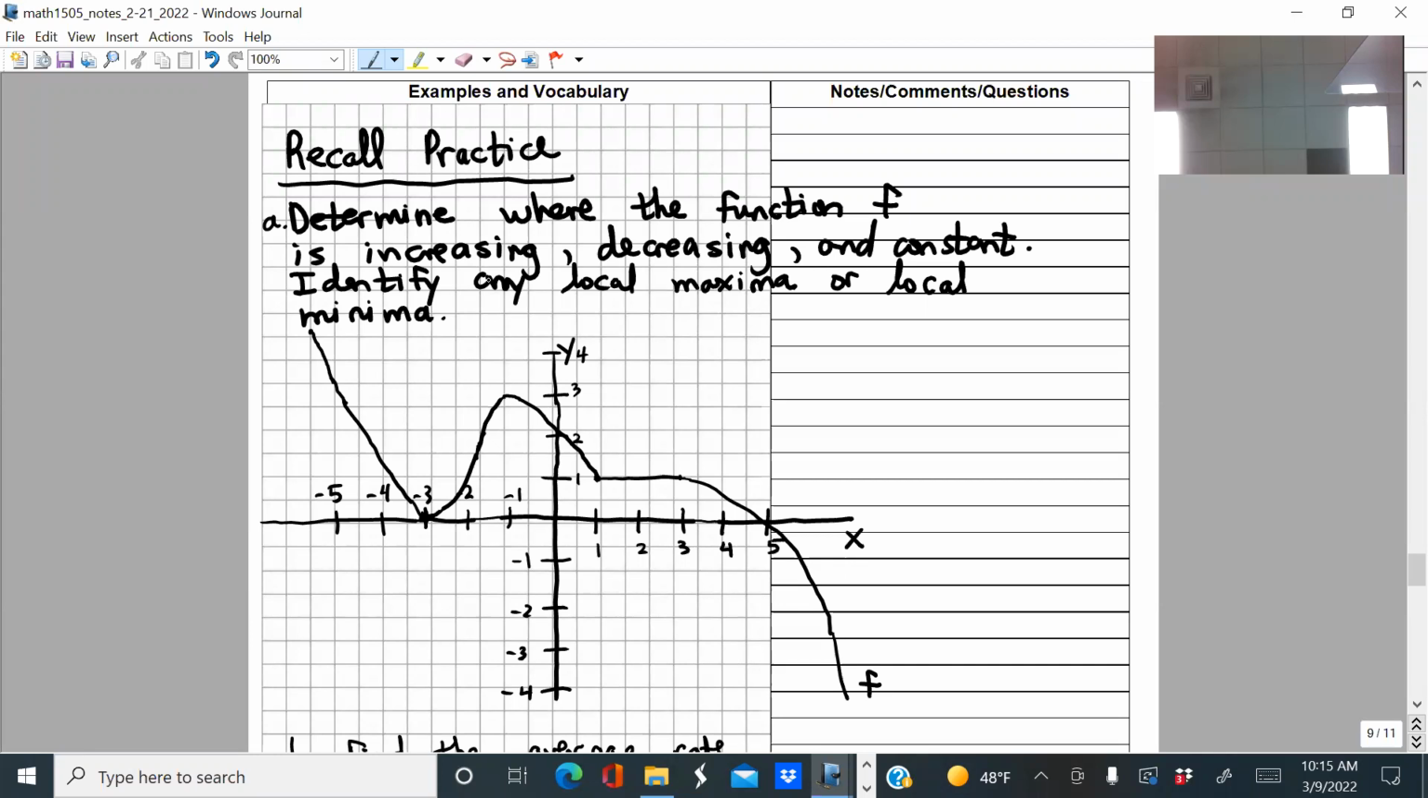Okay, so let's start with increasing, because we're going to use that for part B here that's obscured. We're going to use this for part B. So let's start with increasing. Where is this curve increasing?